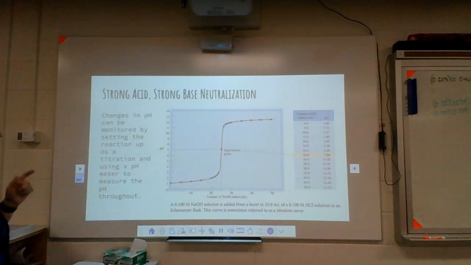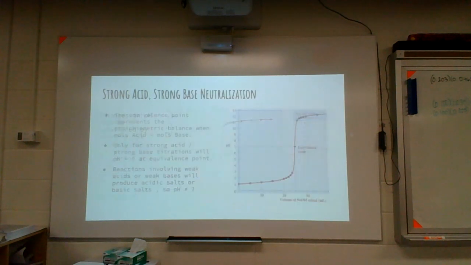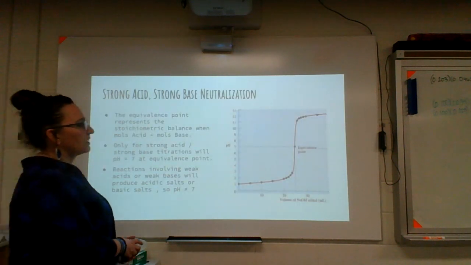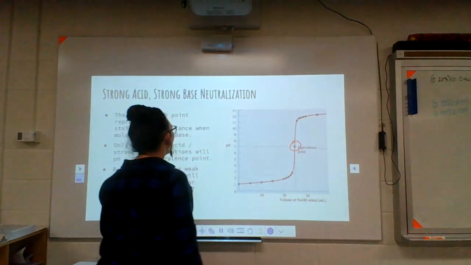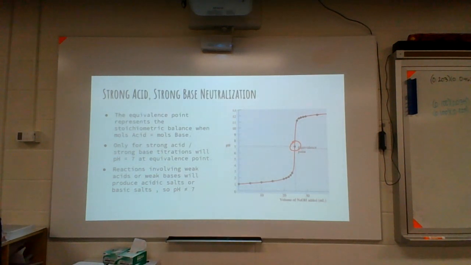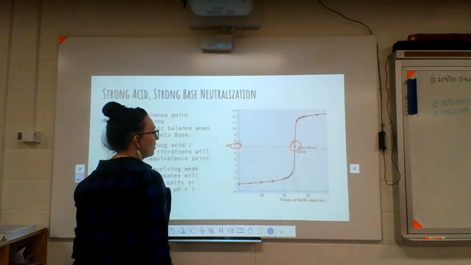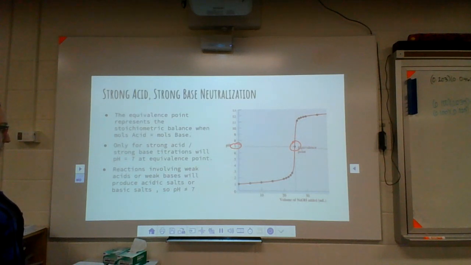So when we have a strong acid and base neutralization reaction, the changes in the pH can be monitored by setting the reaction up as a titration and then using the pH meter to measure the pH throughout. So the equivalence point here represents the stoichiometric balance when the moles of acid are equal to the moles of the base. Only for strong acid, strong base titrations will the pH at the equivalence point be equal to 7. Only for strong acid, strong base.